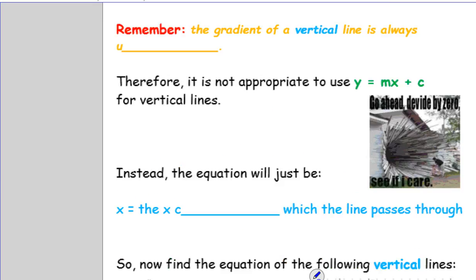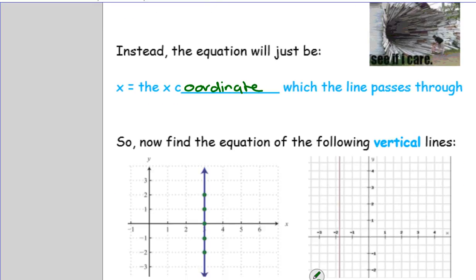Similar for vertical lines. Remember, the gradient of a vertical line is always undefined, because you can't divide by 0 and the run is 0. Therefore, it's not appropriate to use y equals mx plus c for vertical lines, because we can't substitute in an undefined gradient if it's not even there. It doesn't exist. So instead the equation will just be x equals the x coordinate where the vertical line cuts the x-axis. So x equals the x coordinate the line passes through, like x equals 5, x equals 7.